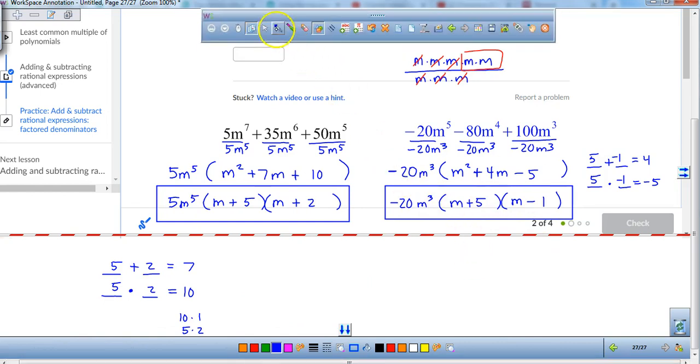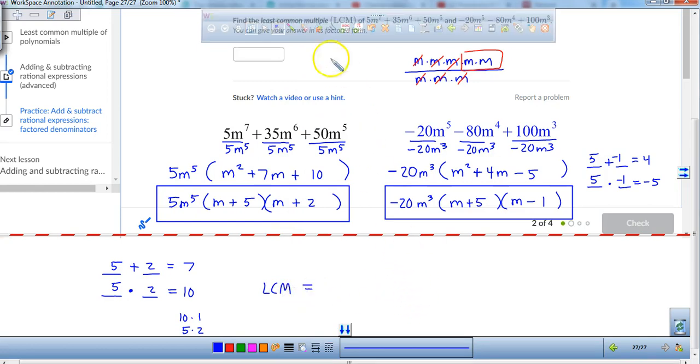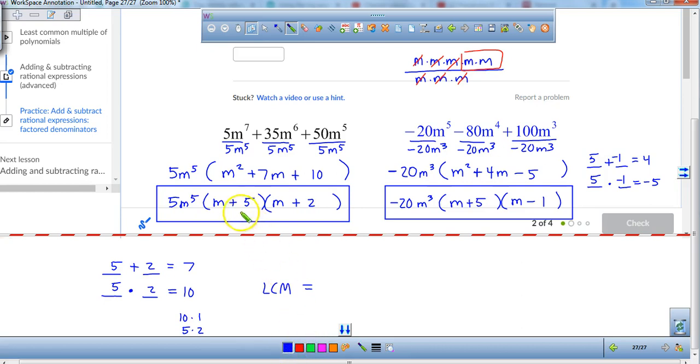So now that I have everything in its factored form, now we've got to figure out what do we have that's the same and what do we have that's different, and that's going to help us build our least common multiple. So I'm going to write down what I think our least common multiple is going to be. Well, it looks like we do have something that is exactly the same, so that's a common factor, so that's going to be a part of our least common multiple. That's m plus 5. And that's the only common factor.